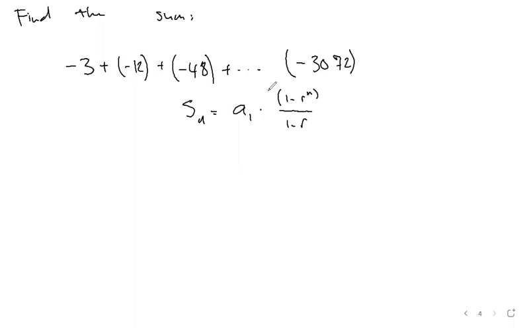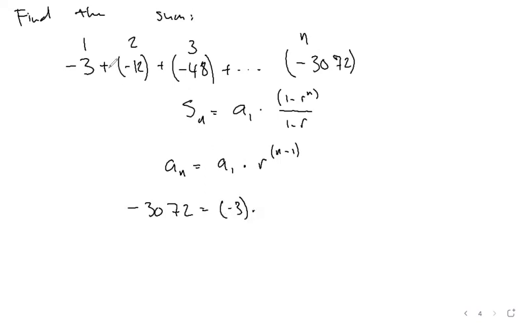So, okay, this is the formula for the nth partial sum, but the problem is, I know this is the first term, this is the second term, this is the third term. What term is this? This is the nth term. I don't know what n is. So I have to figure that out. Well, I know that the nth term in a geometric sequence is given by a1 times r to the n minus 1. Hopefully we all remember that. Okay, so this is saying minus 3072 is equal to minus 3 times, what's my r here? I'm multiplying by 4 each time.